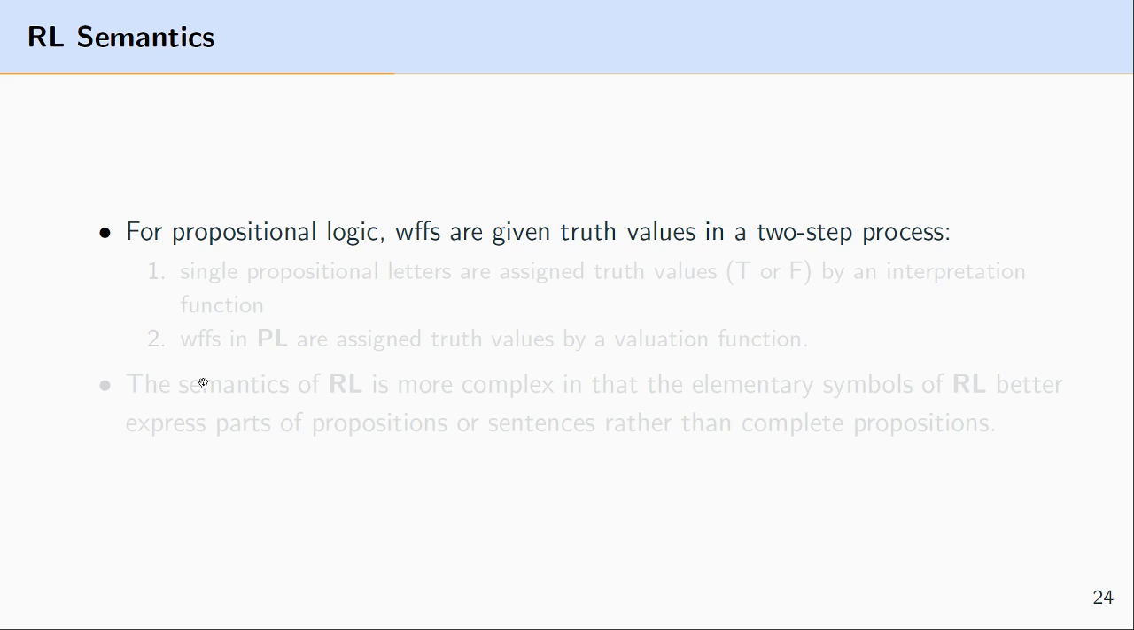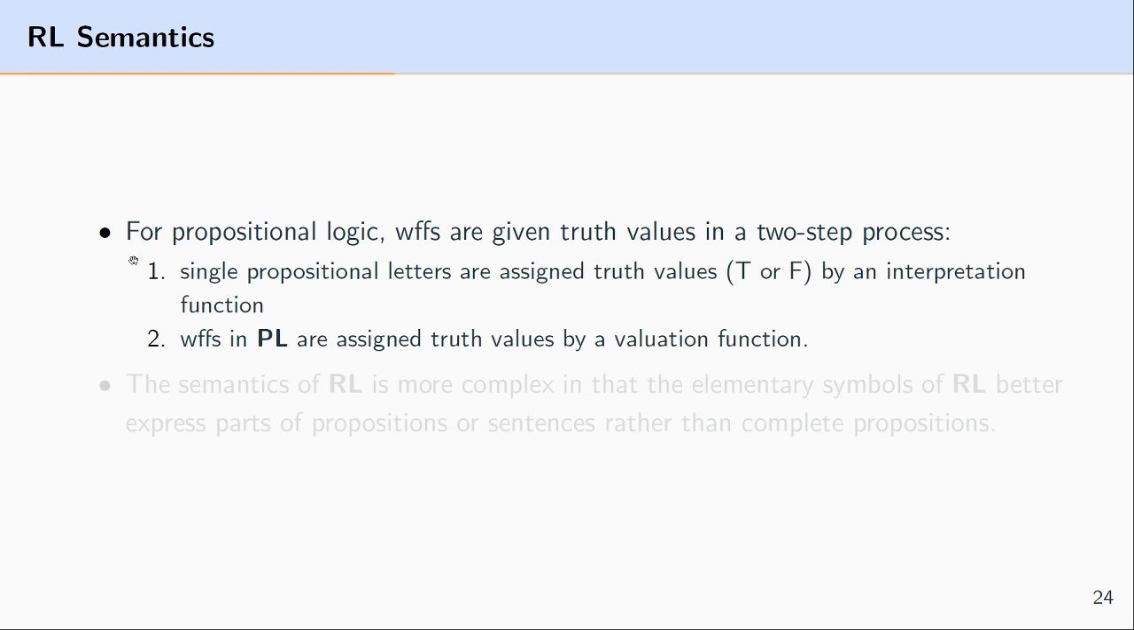So the first thing to note is how predicate logic semantics differs from propositional logic semantics. In the case of propositional logic, well-formed formulas are assigned a truth value, T or F, in a sort of two-step process. First, there's an interpretation function. What this interpretation function does is assign a truth value, T or F, to all of the propositional letters in the language. So if you have an uppercase P or Q or R, it will assign it either a value of true or false, not both and not neither.